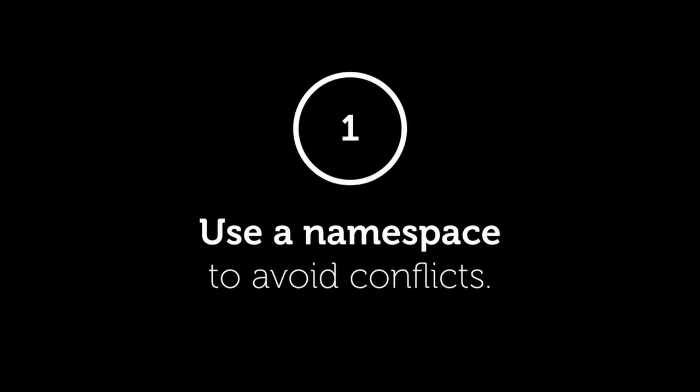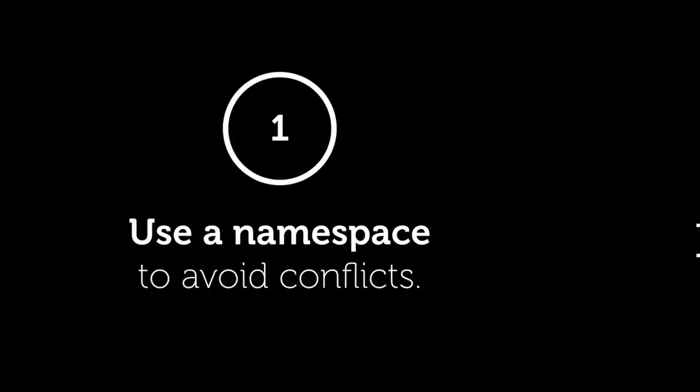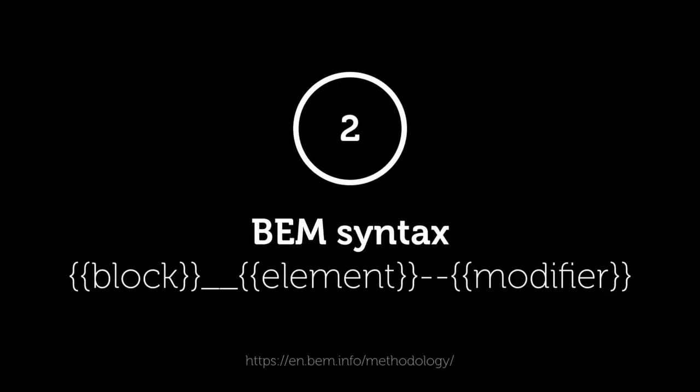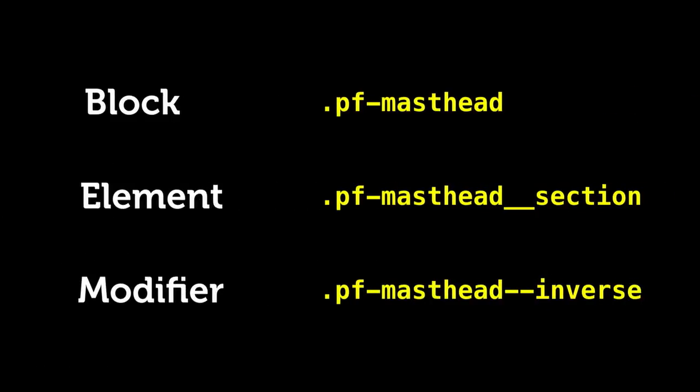So to avoid conflicts, all classes related to your design system and your projects should have a global namespace. For example, at Patternfly, we prefix all our classes with PF and then hyphen. Now, to improve modularity, I recommend you follow the BEM methodology. BEM class names divide the user interface into independent blocks. So BEM stands for Block Element Modifier.